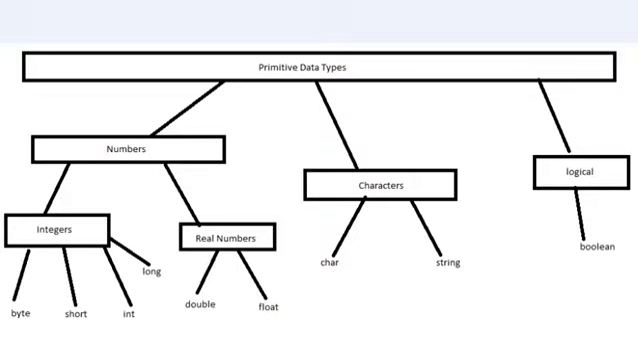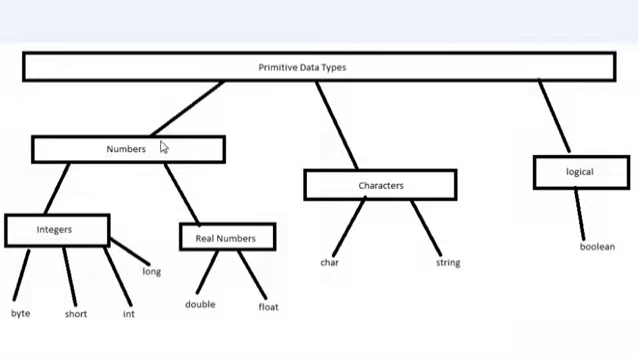and in this tutorial we're going to be taking a look at primitive data types. Now what these are is pretty much the building blocks of all the programs you're going to make. Now I've broken this down into several different categories. Starting at the top we have primitive data types. This is divided into three more subsections. We've got numbers, characters, and logical.